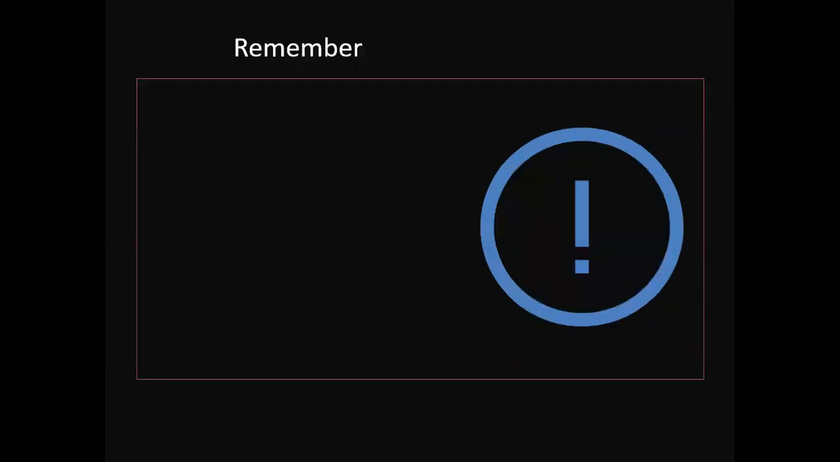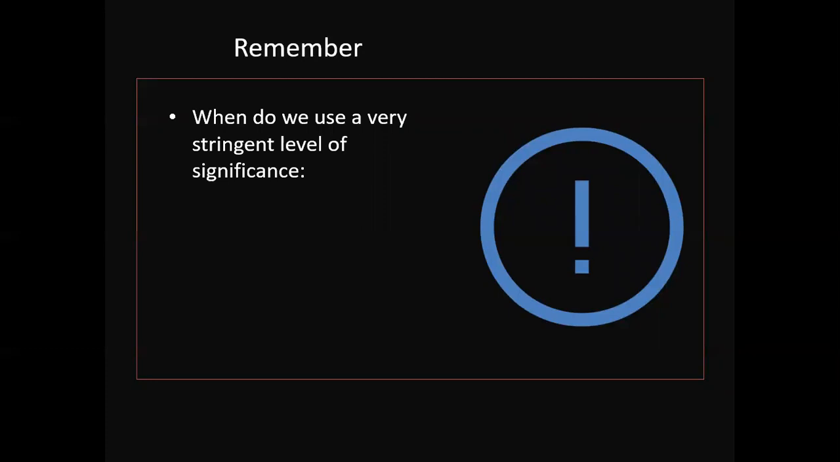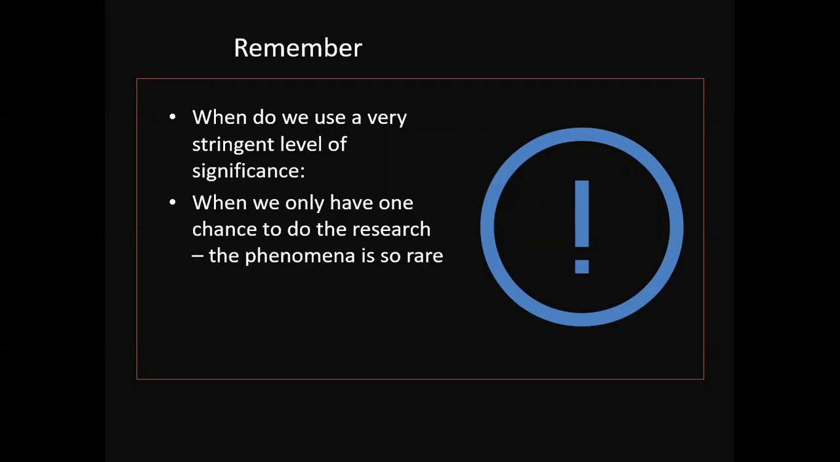Now, I have mentioned this before. There are times when we make our level of significance a little bit more stringent, and usually this drops down to 1%. Remember, 1% is P equals 0.01. That's 1%. And it is really important that you remember these because there has been the odd exam question that has come up with this.